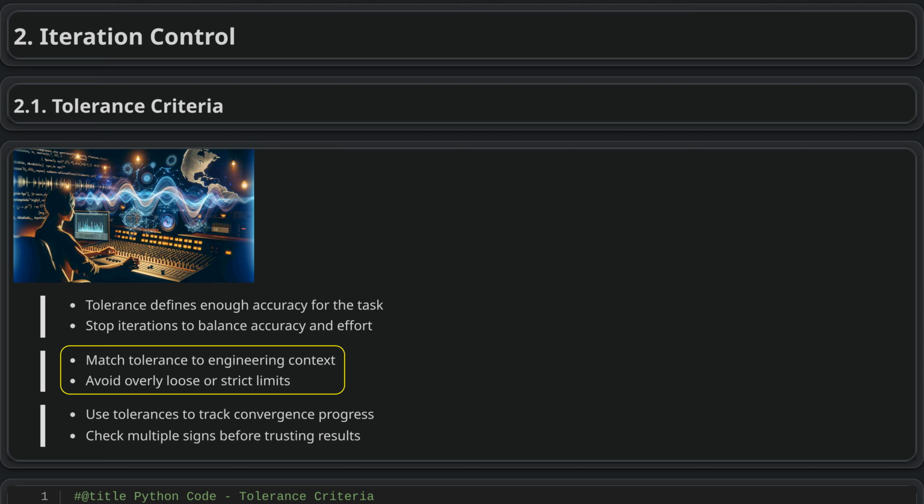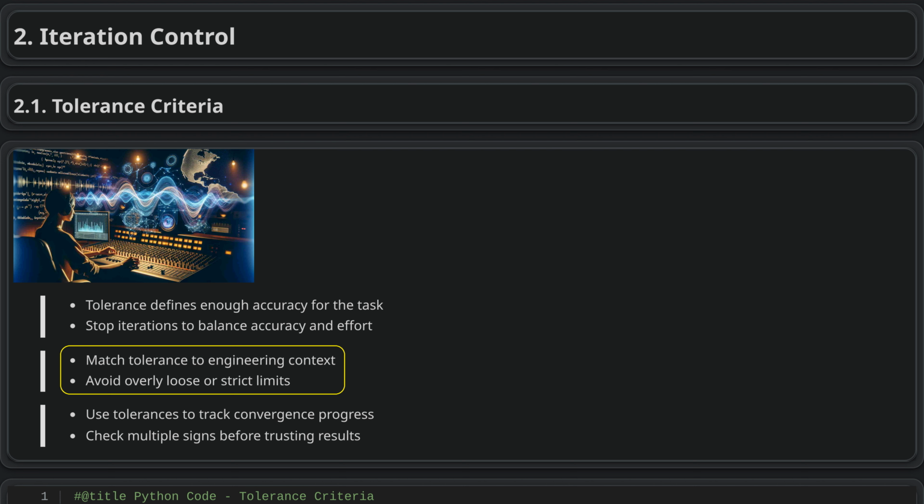Tolerance should be chosen to fit the scale, risk, and accuracy needs of the engineering problem. A loose tolerance can make results unreliable, while an overly strict one can waste time and expose computational limits. Good tolerance choices depend on the physical context, the quality of the data, and how precise the final decision needs to be.